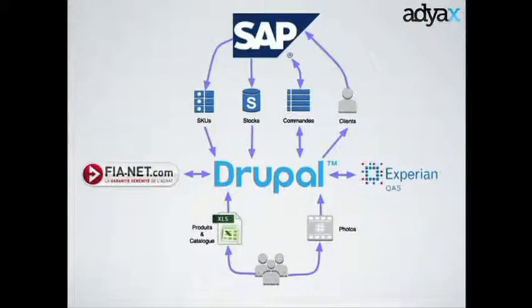We have Drupal in the middle, exchanging SKUs, which are product references, stocks, orders, and clients. And I see it's written in French. That's cool. Commande is orders. We have Experian for validating the addresses, like my address. Everything is validated by QA, so we are sure that we send this beautiful package for £200 to the right person. And we have Fianet for 3D Secure and payment gateways. And we have contributors who upload media files and Excels.